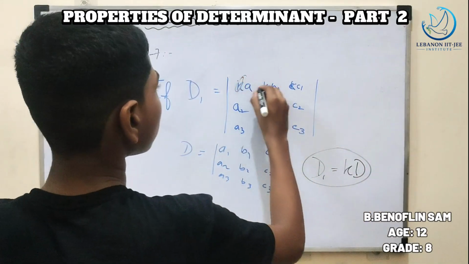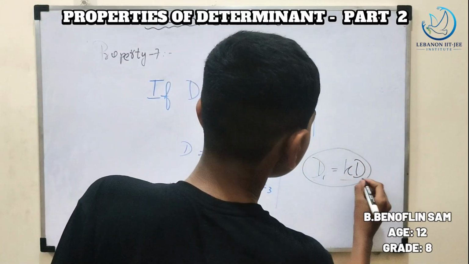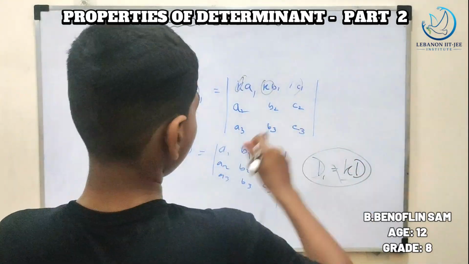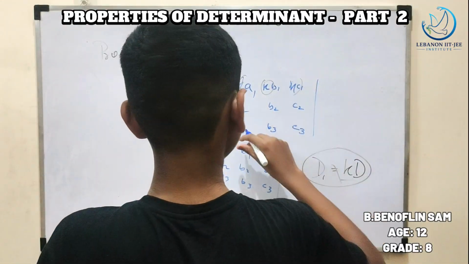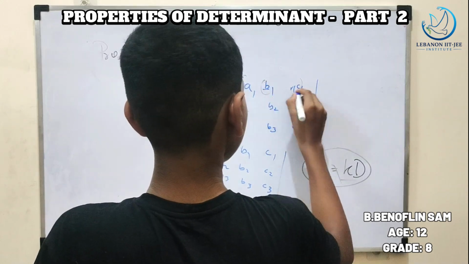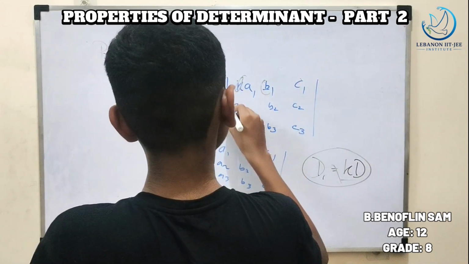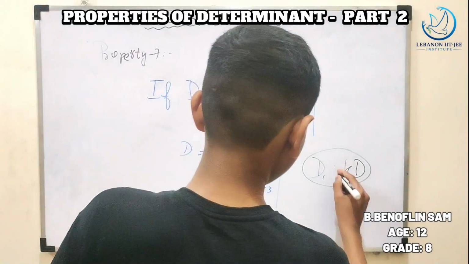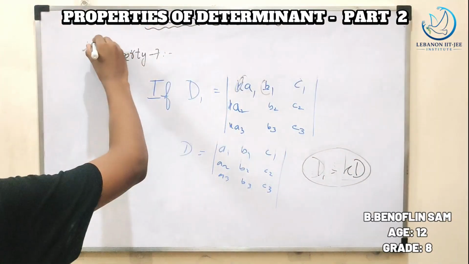Since this is common, then we can write this only. So it is going like this, but this also will come. Instead of that, this will come. This also will come. So this will be equal only. So that is how the seventh property works.